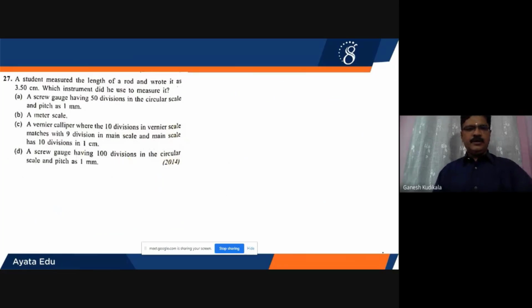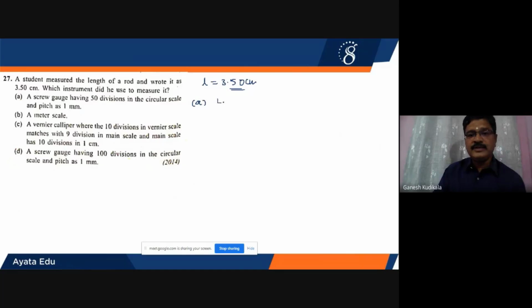Next one, the 27th one. A student measures the length of a rod and writes it as 3.50 centimeters. Observe, children, he's going up to the second decimal. So which instrument might he have used? First option we'll see. A screw gauge having 50 divisions in the circular scale, and the pitch of the scale is 1.